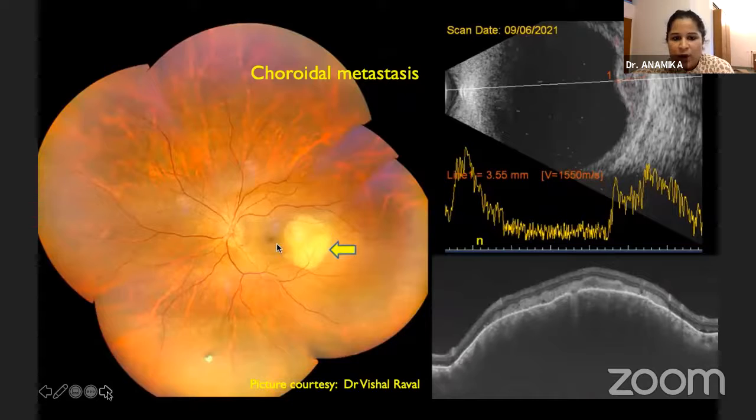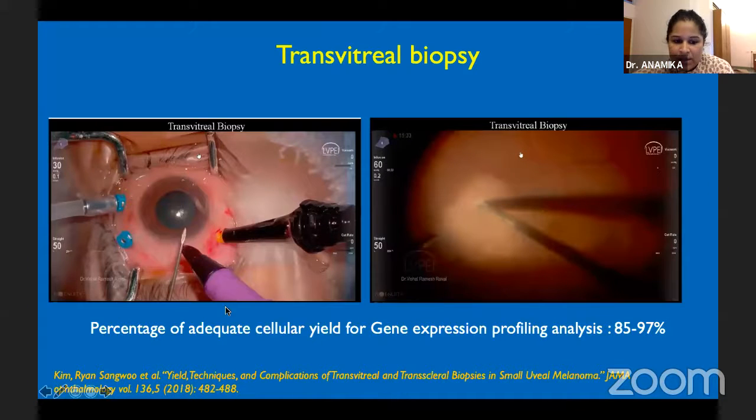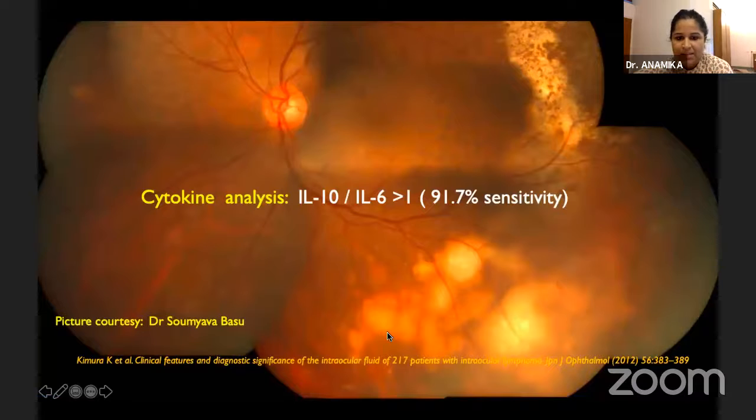Again, this is a case of a choroidal metastasis patient where the transvitreal biopsy was done. The indication is just that it gives you a better yield of about 85 to 97%.